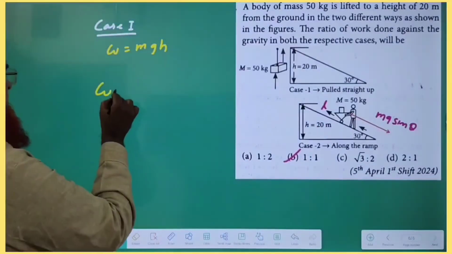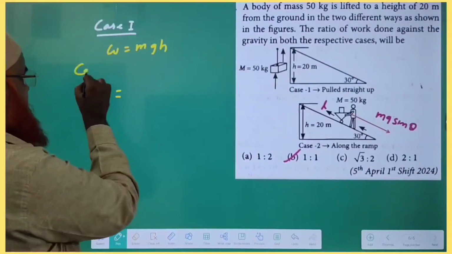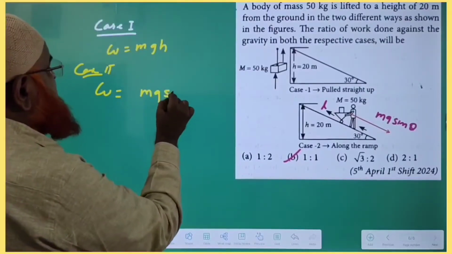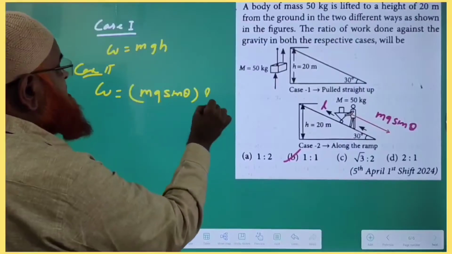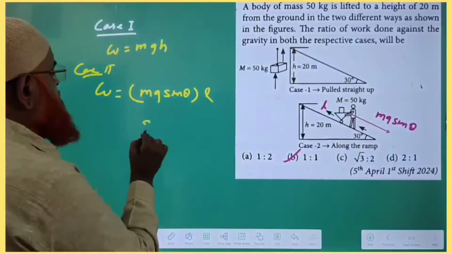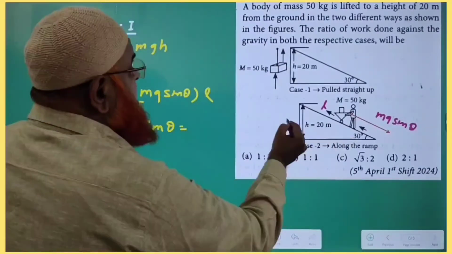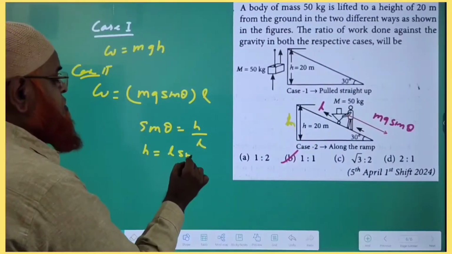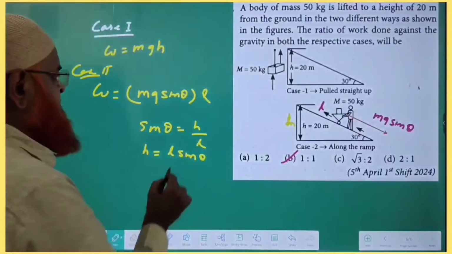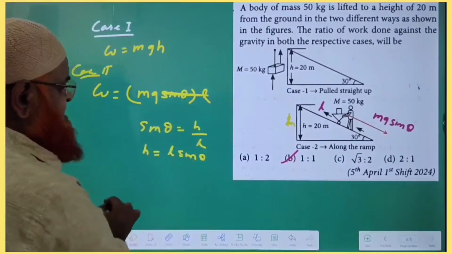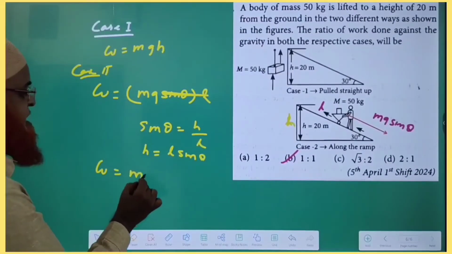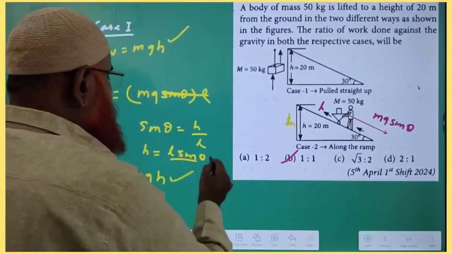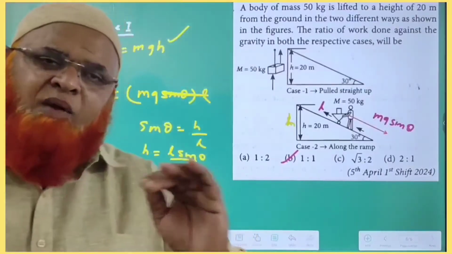Therefore, work done in the second case, this is case 2, is force, which is mg sine theta, times displacement, which is L here. But you should know one thing here. Sine theta is nothing but opposite side h over hypotenuse L. That means h is equal to L sine theta. So instead of L sine theta, directly I can write mgh, because L sine theta is h. So in both the cases it is mgh. No need to solve, directly you can tell this one.